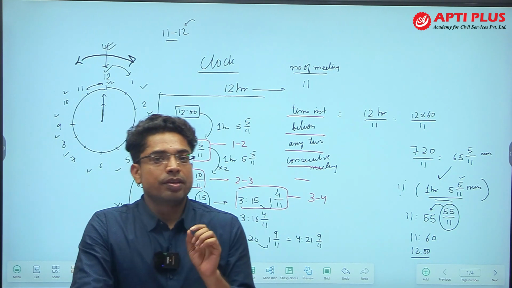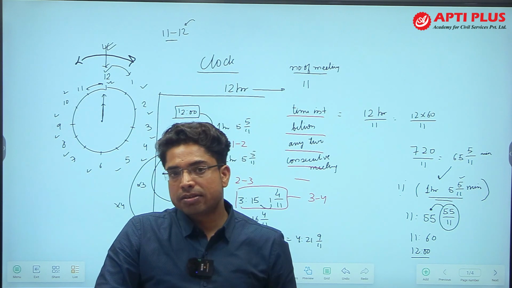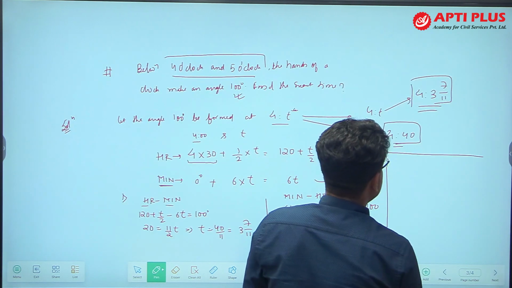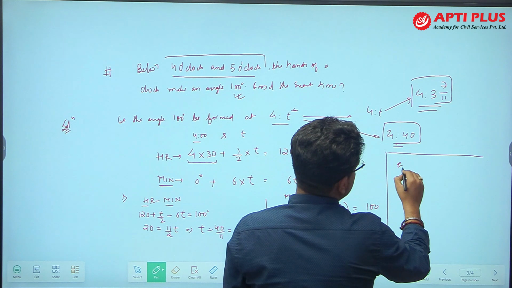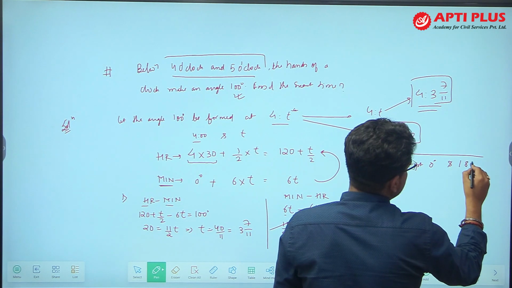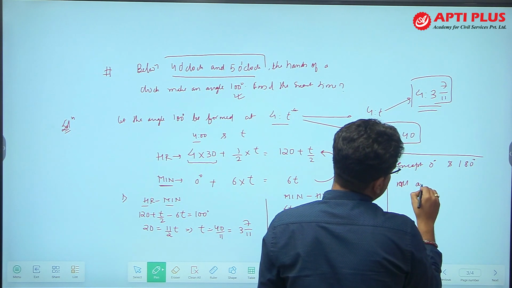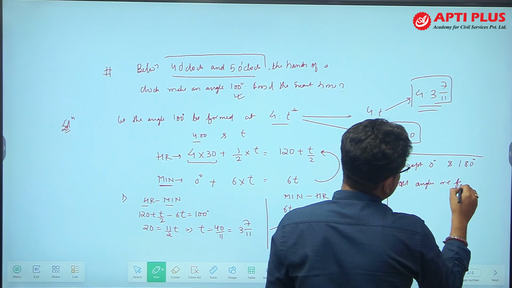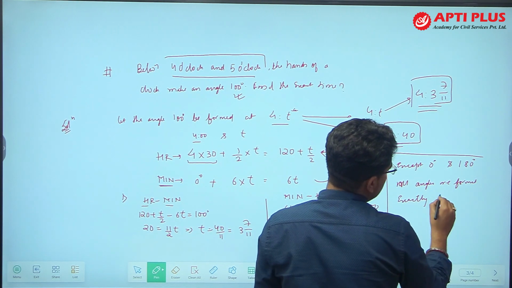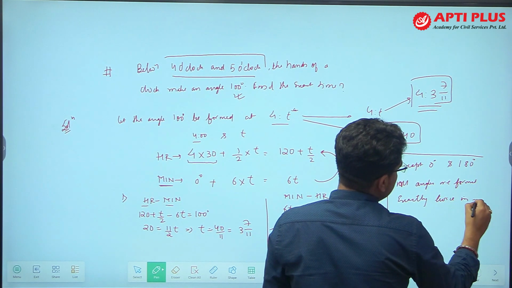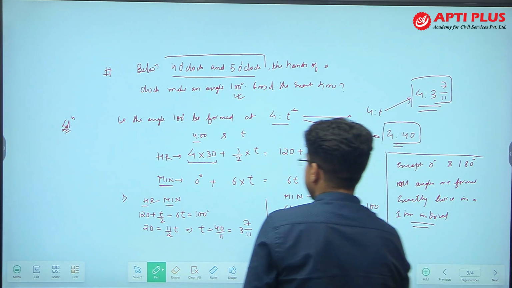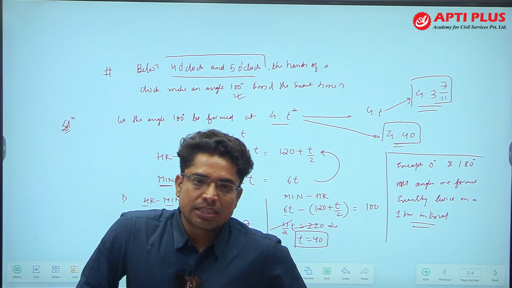So, first, 0° will be formed exactly once in a 1 hour interval, and second, which you might not know because I have not told you, the second angle is 180°. So, except 0° and 180°, you can write down, all angles are formed exactly twice in a 1 hour interval. So, I can recall two questions which were asked in CSAT based on this.